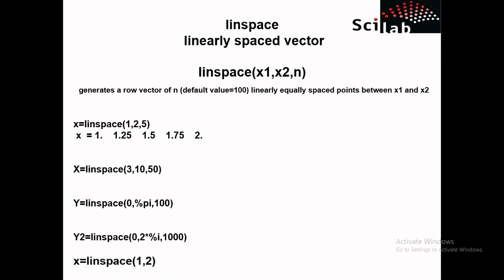Now in this last statement, if we don't give the third argument, then the default value is taken as 100, and 100 points will be generated between 1 and 2. So this is how the linspace function can be used to generate as many points as you want between the initial value and the final value.